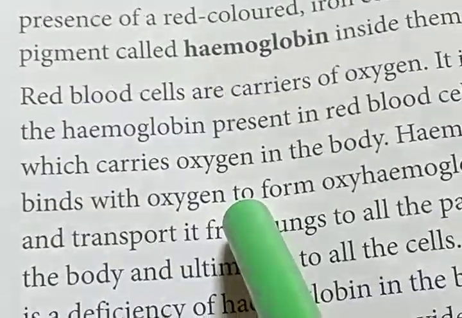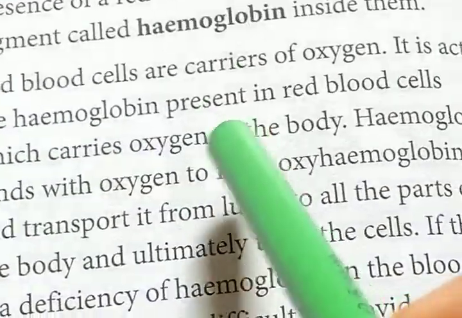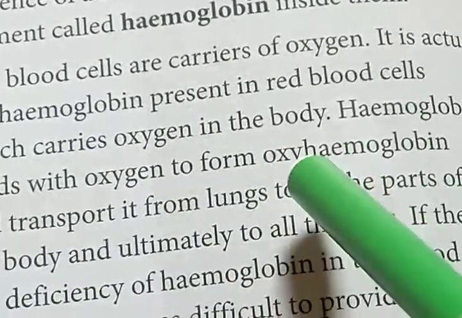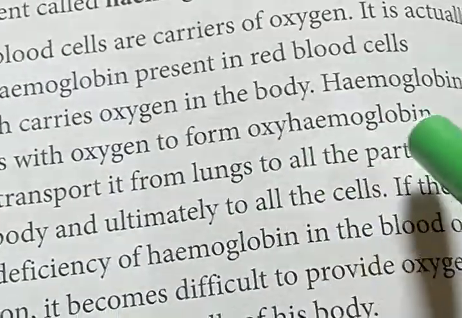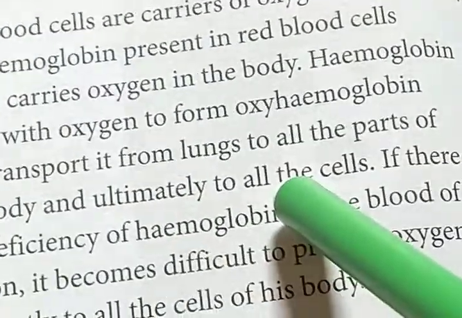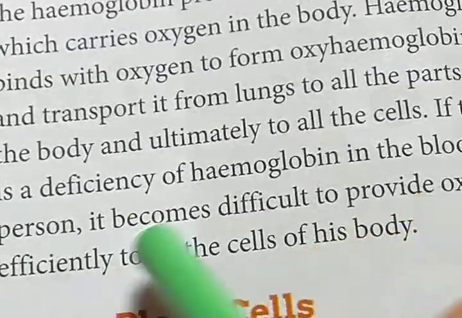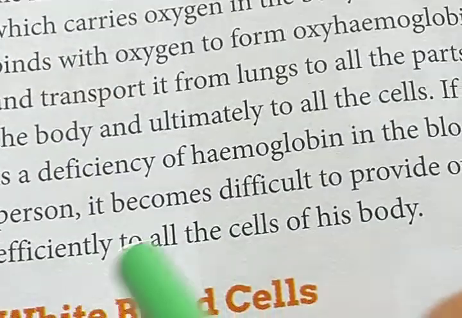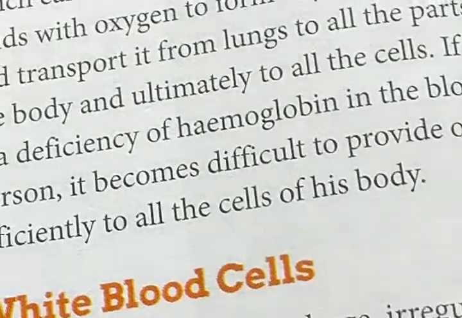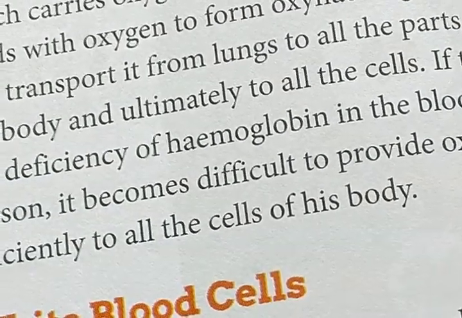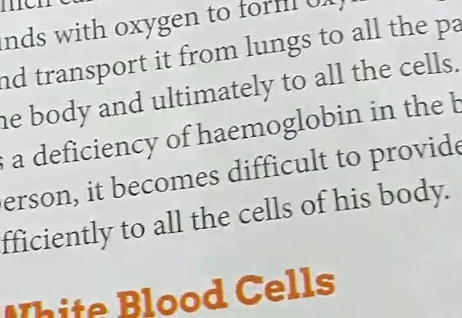So what is the main function of hemoglobin? When we take in oxygen, hemoglobin, which is always present inside our RBC, fuses with oxygen and forms oxyhemoglobin, and it transports oxygen from the lungs to all the body parts, ultimately to all the cells. If there is a deficiency of hemoglobin in the blood of a person, it becomes difficult to provide oxygen efficiently to all the cells of the body. If the quantity of hemoglobin inside the RBC is low, it is not possible to provide sufficient oxygen to the cells and it can lead to death.